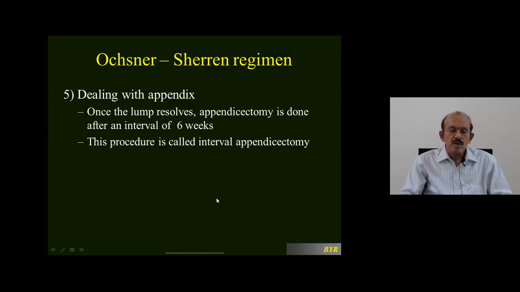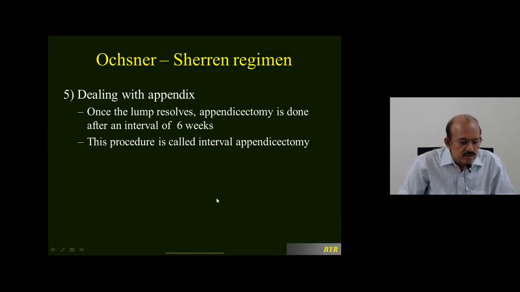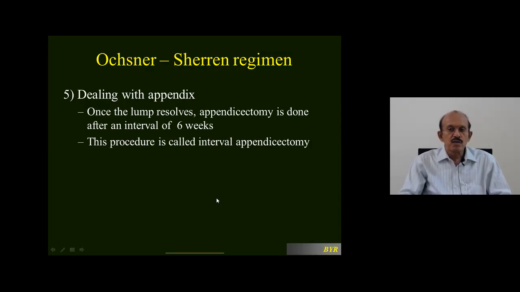Appendicular mass, once formed, should regress. If the mass is increasing, some other pathology is happening. That means the infection is progressing and there is collection of more fluid, the mass is increasing, or pus is forming inside. Because of the host resistance, the mass gradually decreases.